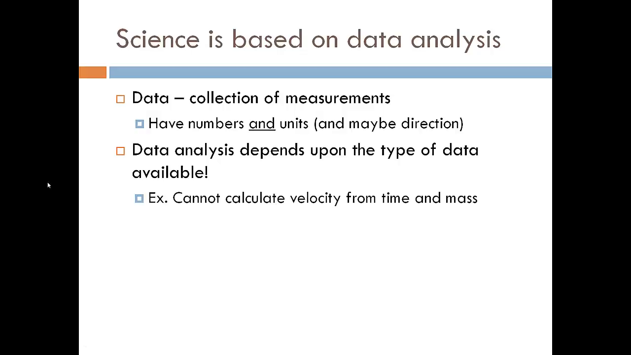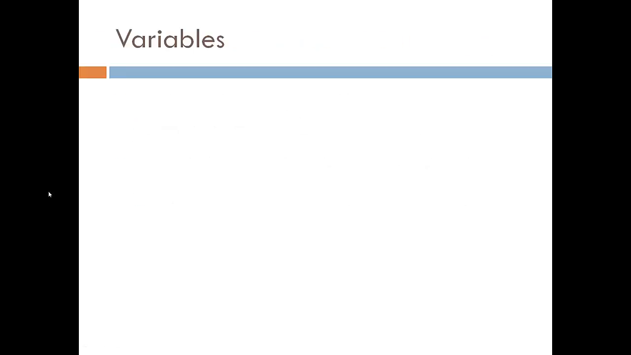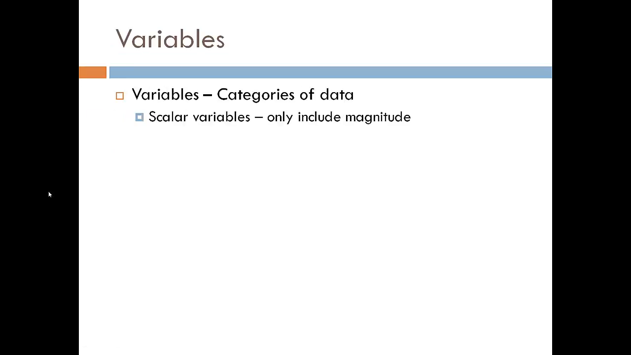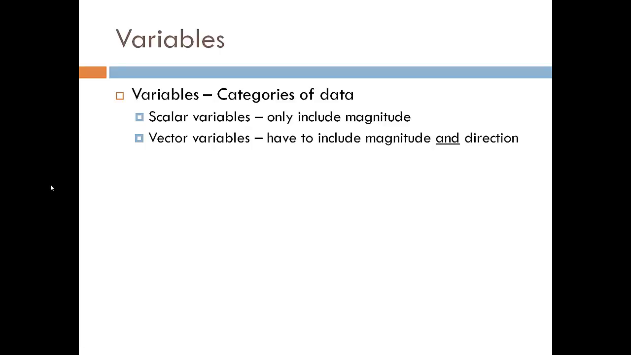The type of data analysis that we can perform depends entirely on the type of data that we have available. For example, if I give you a problem with time and mass, you can't use that to calculate velocity, because to calculate velocity you have to know time and distance. We define this data into categories called variables. So variables are categories of data. There's two major types of data. It can be scalar variables, if we only have magnitude but not direction, or they can be vector variables if we have magnitude and direction.